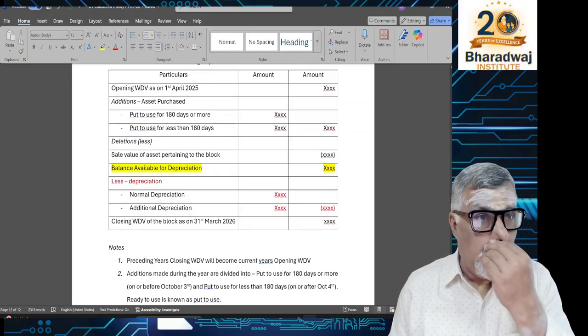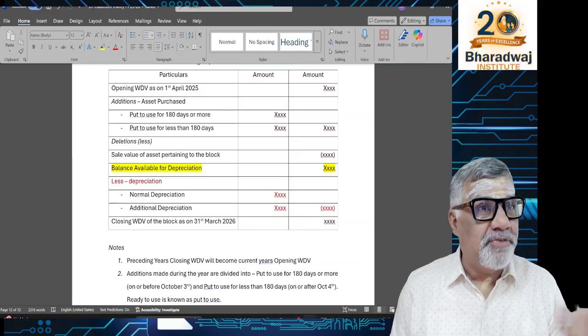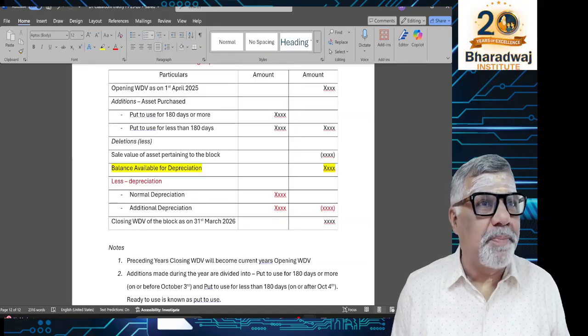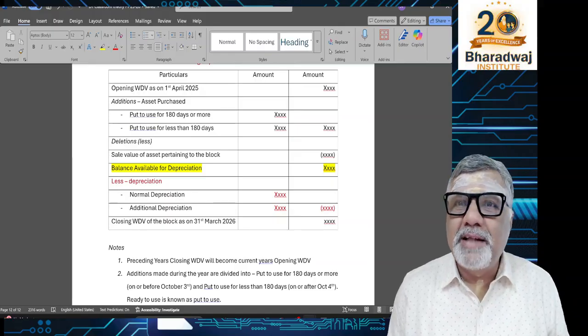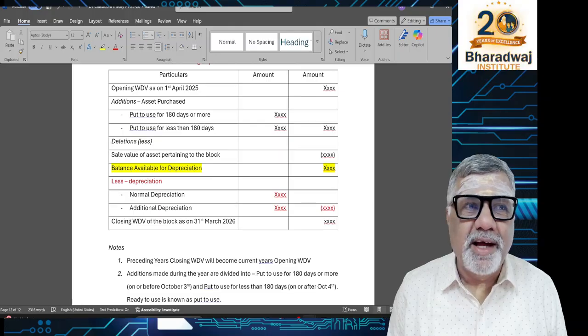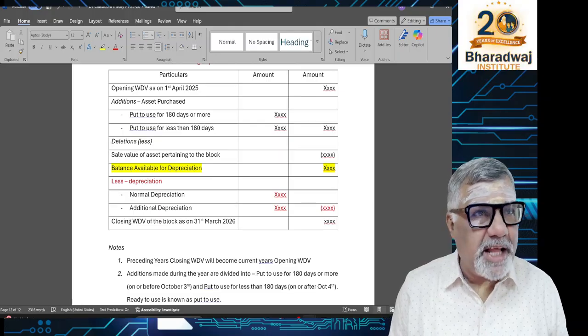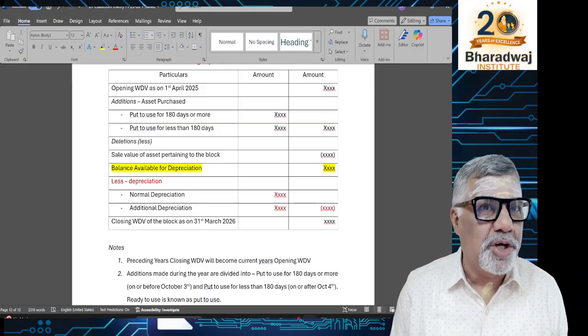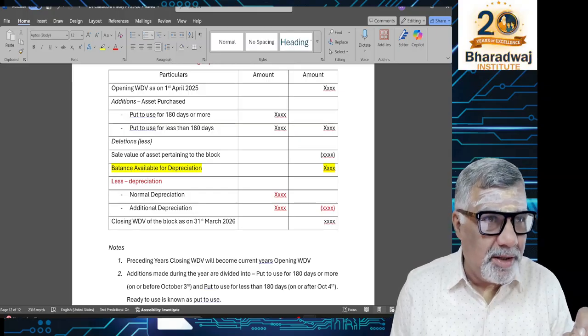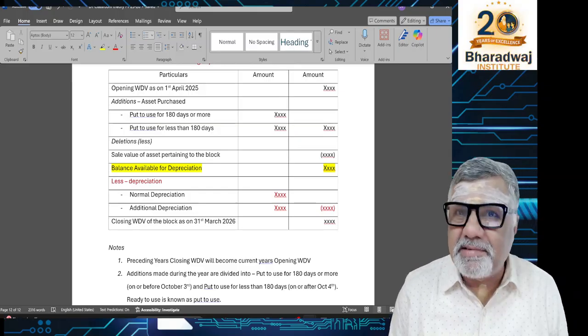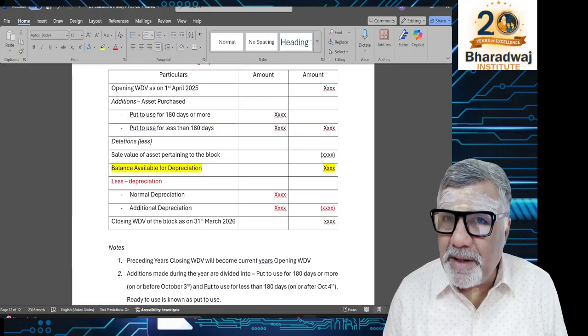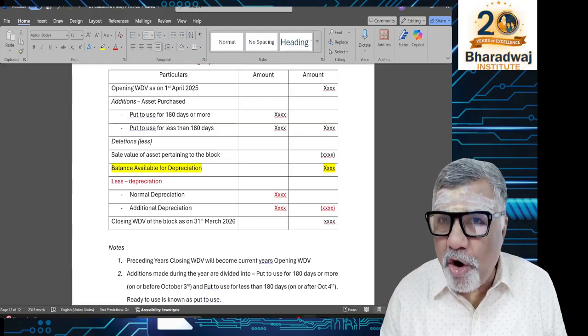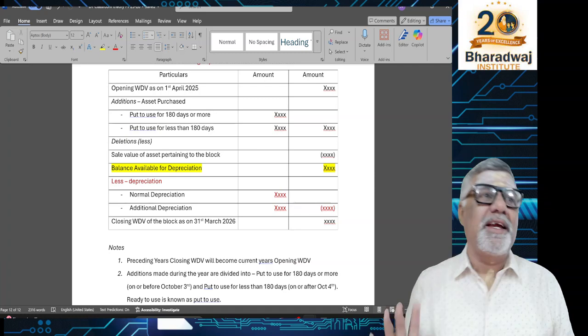I told you the other day itself, even if the sale has happened on 31st March, no depreciation. In income tax law, there is no depreciation for sales. Okay, only after sales balance available for depreciation. This subdivision, there are some questions which has tested this. This subdivision is only for additions made during the year.